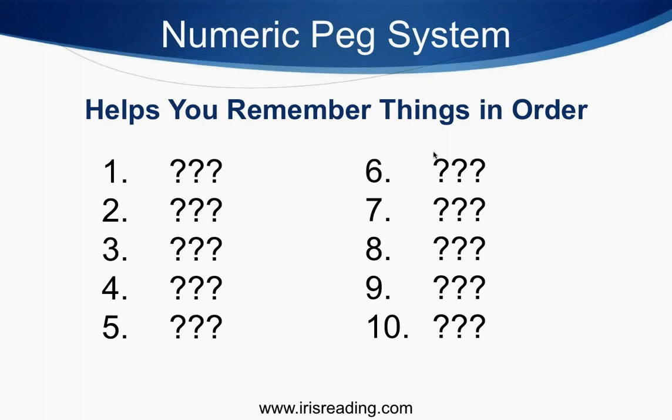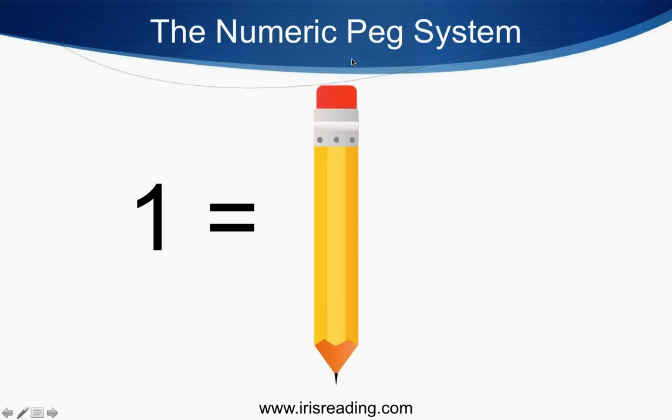The reason why it's called the Numeric Peg System is because each number is going to get pegged to a visual. So the first thing you need to memorize, and I want you to memorize this right now, is that 1 is the equivalent of a pencil. In other words, I want to visually associate the number 1 with a pencil. So you're going to stop thinking of it as a digit and start thinking of it as something concrete, visual.